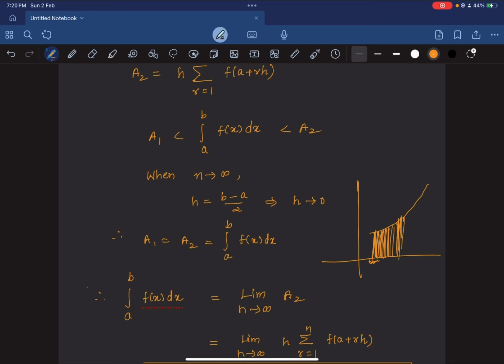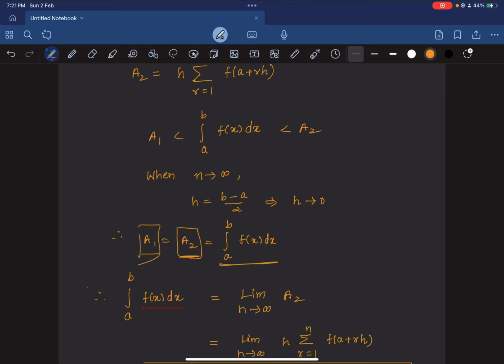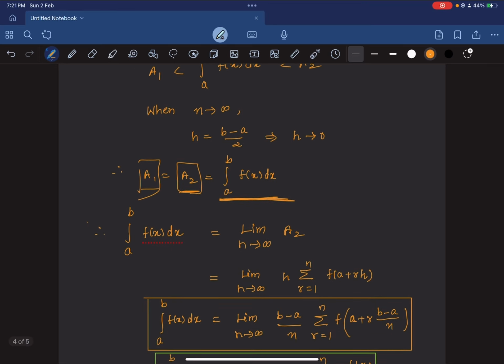Alright. So when n goes to infinity, your a1, a2 and this integral, everything becomes the same value. They all tend to the same value. So n tending to infinity gives you the limiting values of a1 and a2, and those limiting values will be equal to the actual area. Now this actual area is equal to a2 when n tends to infinity.